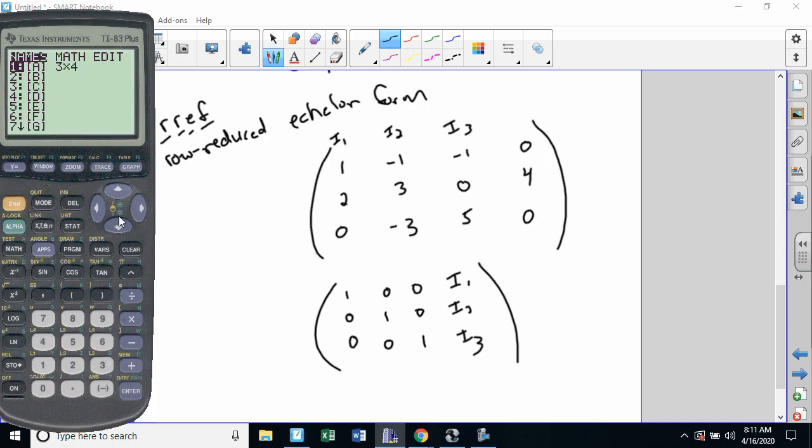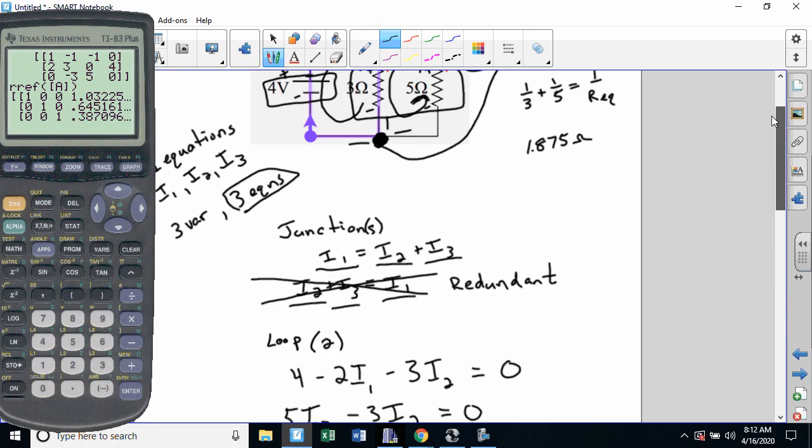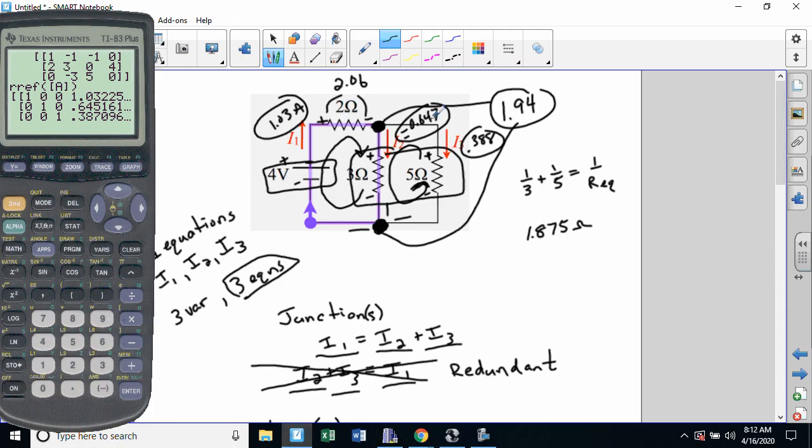Now I want to do some math to that matrix. So I go matrix, math, ref. Okay, and what matrix do I want to ref? Well, I want to ref matrix A. So let me go back to second matrix, and I just want matrix A. So I'm going to hit enter, and I'm going to close the parentheses. So it's going to row reduce echelon form matrix A. Hit enter, and you'll notice the last column is our currents, I1, I2, and I3. And that's exactly what we got when we did it using an equivalent circuit. 1.03, 0.64, 0.64, and 0.38.